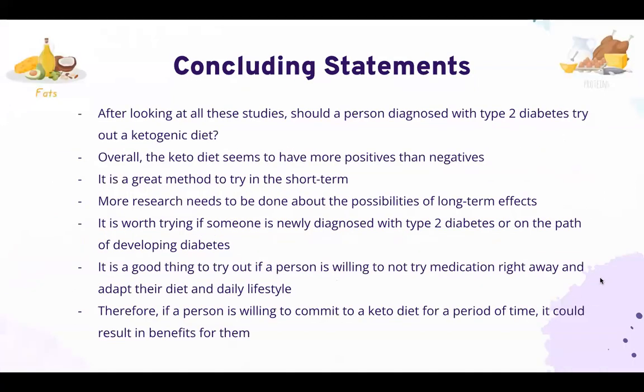So some concluding statements after this. After looking at all these studies, should someone diagnosed with type 2 diabetes try a ketogenic diet? Overall, the keto diet seems to have more positives than negatives. After looking at studies, research, everything, it seems to have more positives than negatives. It could be a great method to try short-term. I think there needs to be more research on the possible long-term effects, like someone doing a long-term ketogenic diet.